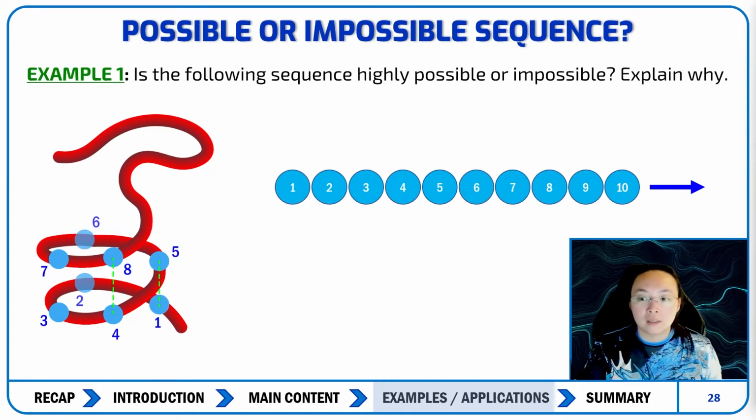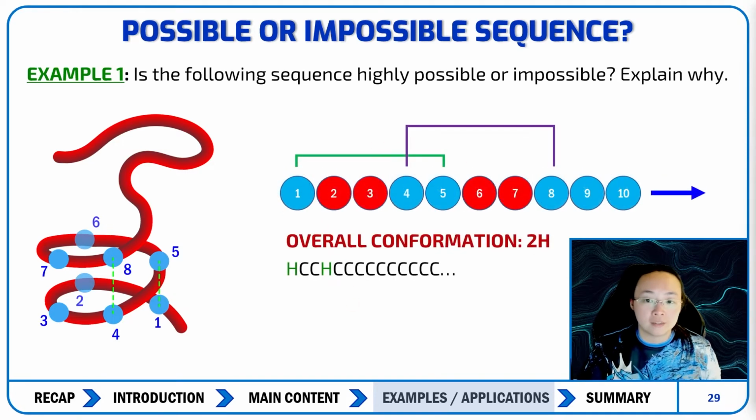In this example, it's asking, is the following sequence highly possible or impossible? Explain why. Looking at the diagram on the left, we know there are 2 hydrogen bonds, 1 to 5 and 4 to 8. We can represent this on the 1D sequence as a connected H bond between 1, 5 and 4, 8. So I've gone ahead and done that. We take the first monomer in that 1D sequence that is H bonded as H, and we take the fourth one as the next one that's H bonded. So we have H, C, C, H, and then a bunch of C's afterwards.